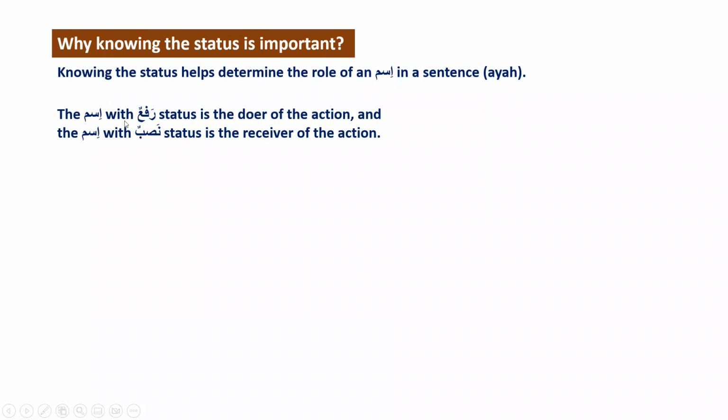So again, if the status of the ism in the sentence is rafa, then it is the doer of the action. And if the status of the ism in this sentence is nasab, then it is the receiver of the action. Okay, just remember this now. There are just 2 lines. If it is rafa, then it is doer of the action. And if it is nasab, then it is the receiver of the action. Just remember that.